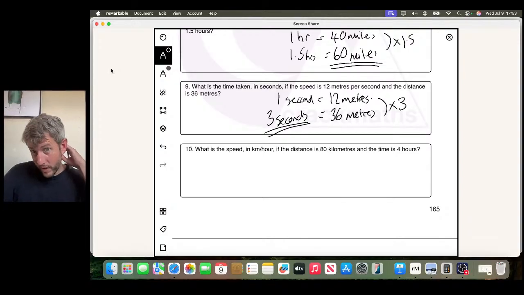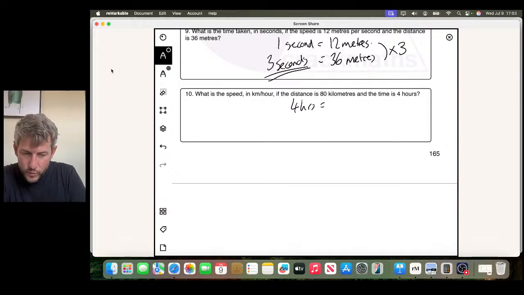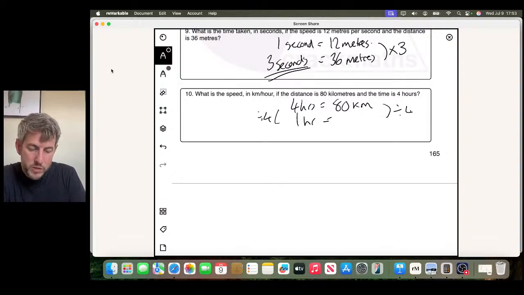Right, next one, question 10. What is the speed in kilometers per hour if the distance is 80 kilometers and the time is 4 hours? So we know that in 4 hours we did 80 kilometers. We need to find out how far we did in 1 hour. So we can divide both of these by 4 to get 1 hour. 80 divided by 4 is 20. So in 1 hour we're travelling 20 kilometers, so the speed is 20 kilometers per hour.